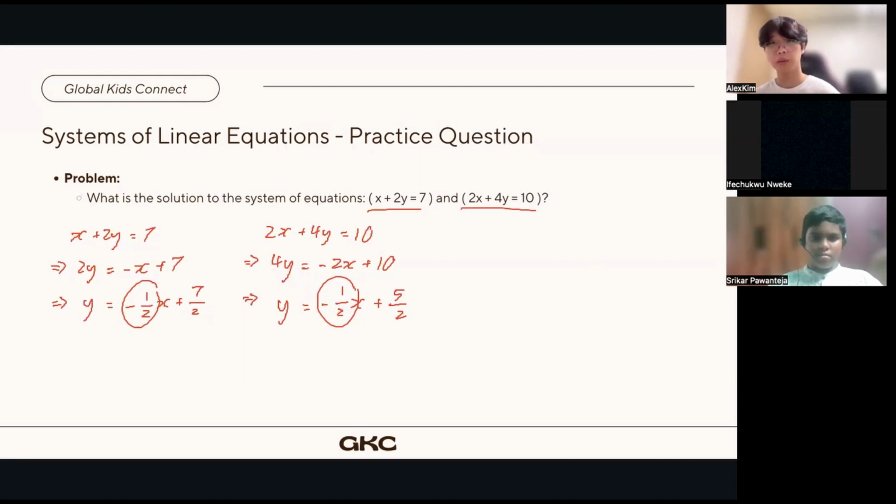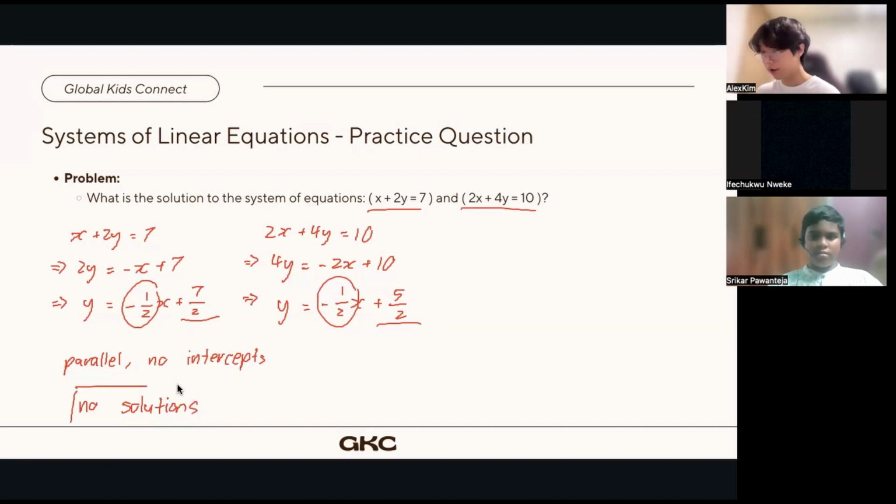Yes, and so because we see that the y-intercepts are different, one being 7 over 2, the other being 5 over 2, we can say that because the slopes are the same but the intercepts are different, they are parallel and have no intercepts. And if they are parallel and have no intercepts, then it means that there are no solutions.